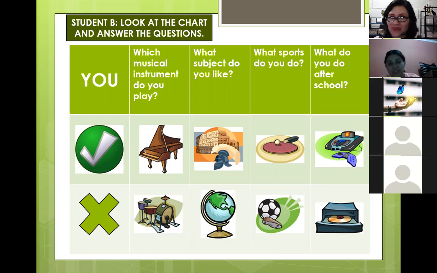No, teacher. No? Okay, no problem, okay? What subject do you like? Ahí en el chat, what subject do you like? ¿Cuál es su materia o cuál fue su materia favorita en la escuela? What subject do you like? Que todavía le gusta, right? What subject do you like? Math. Math, okay, very good.